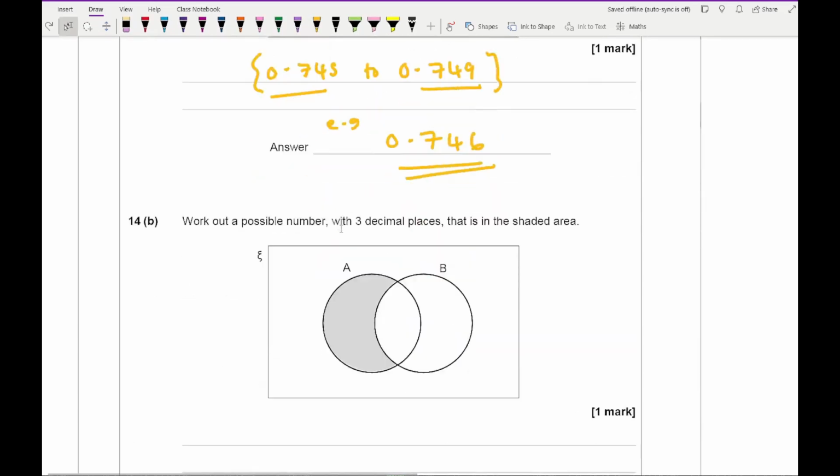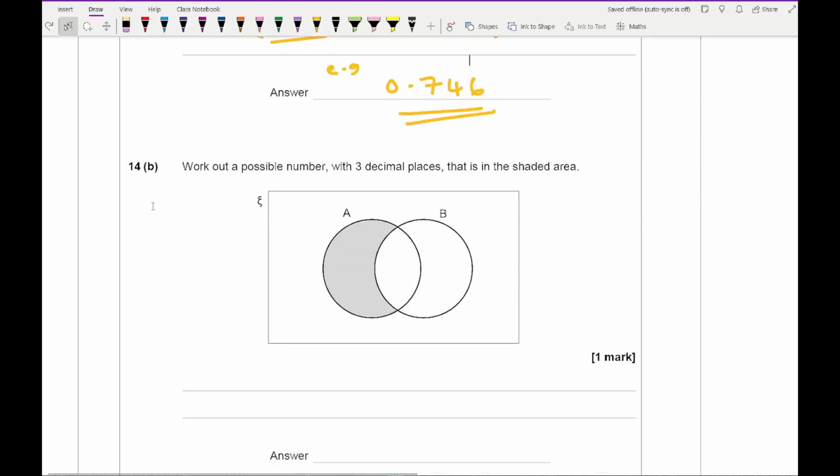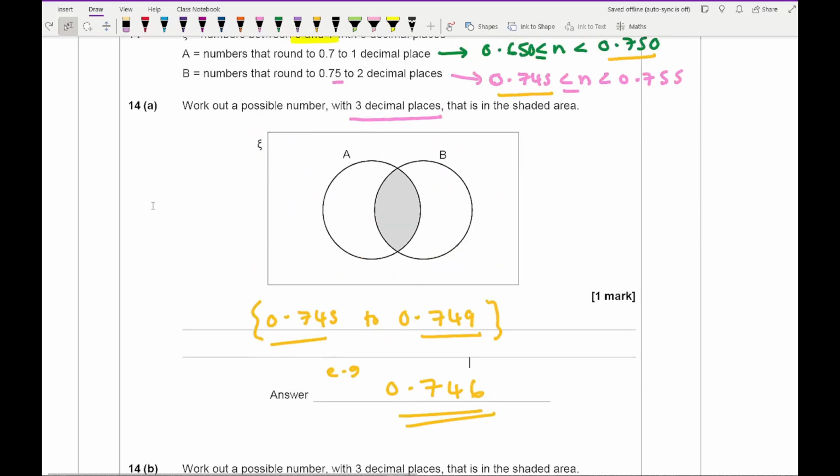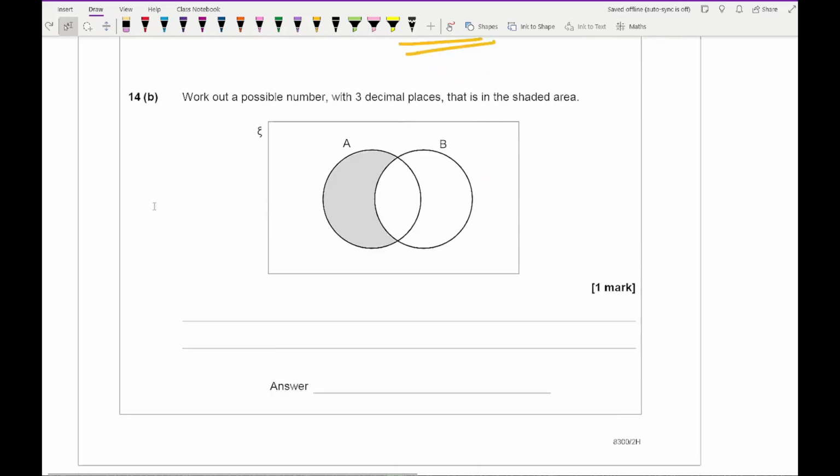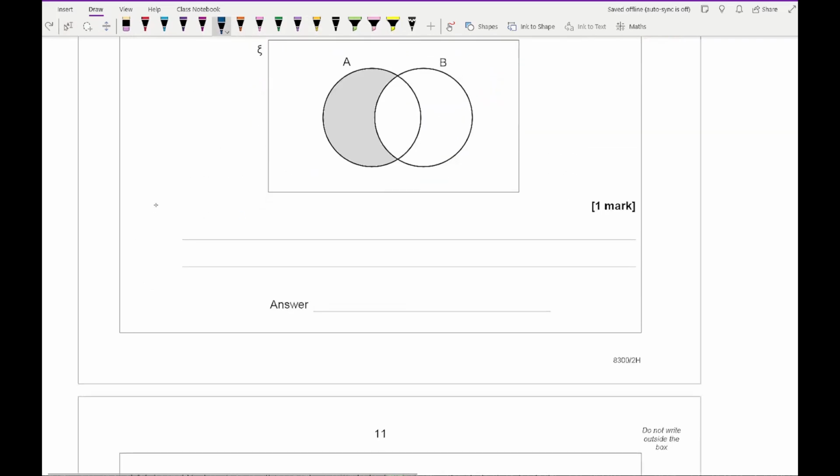For part B, it says work out a possible number to 3 decimal places of the area that's just A. Well, just A, any number between these values is going to be between 0.650 and 0.744. So again, any number between this bracket, so I'm going to go for 0.670. And anything between those 2 numbers will be absolutely fine.